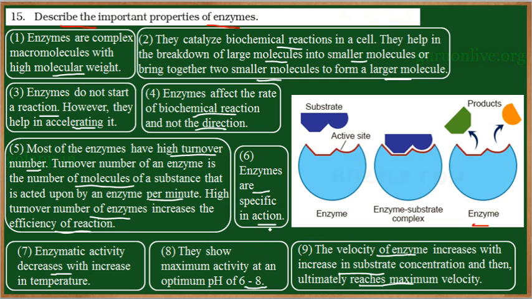Always enzymes are specific in action. The enzyme and the substrate should match for a reaction to take place. Otherwise, the enzyme does not function. It is like a lock and key. And they work at optimum temperature and pH. When temperature and pH are optimum, the rate of reaction will be maximum. Similarly, the velocity of an enzyme increases when the concentration of substrate is more. So these are the different properties of enzymes.